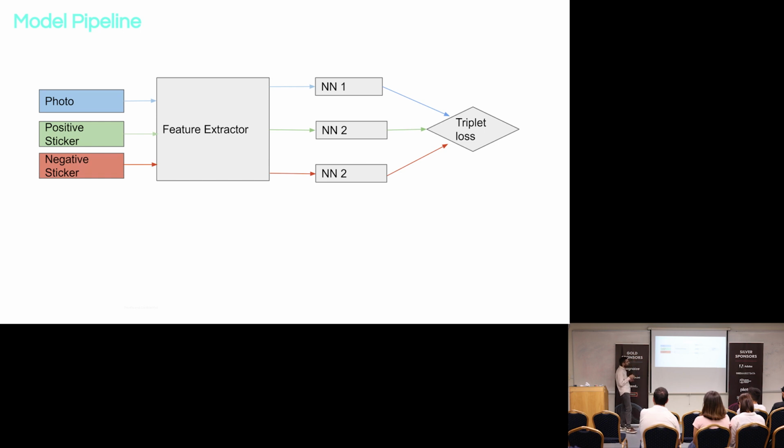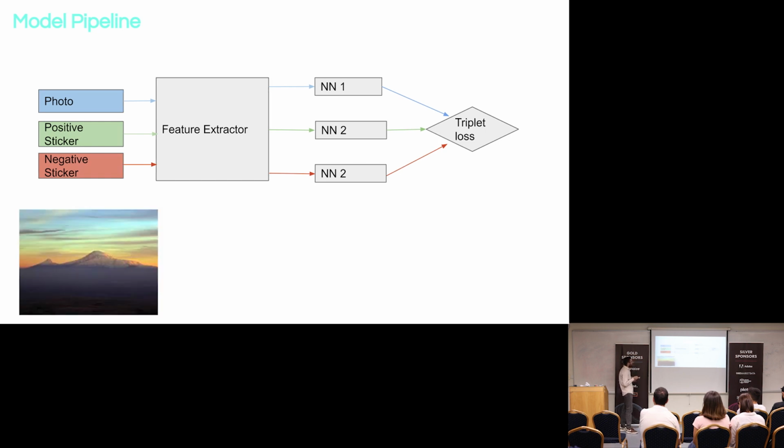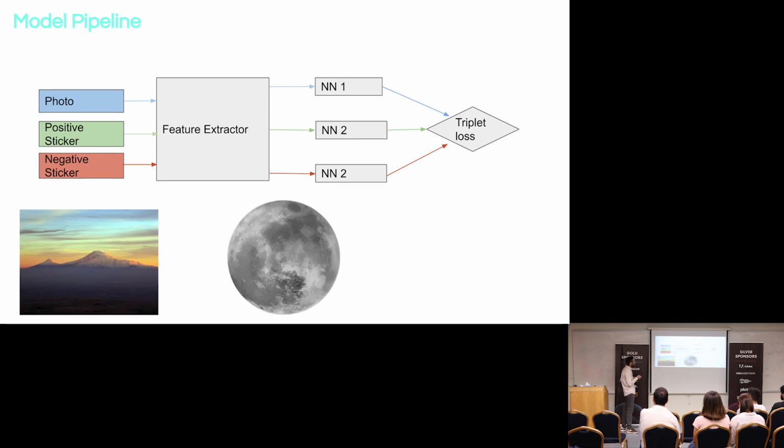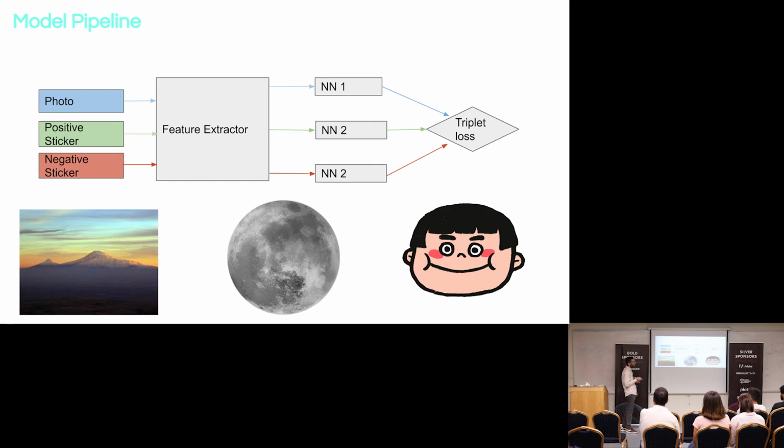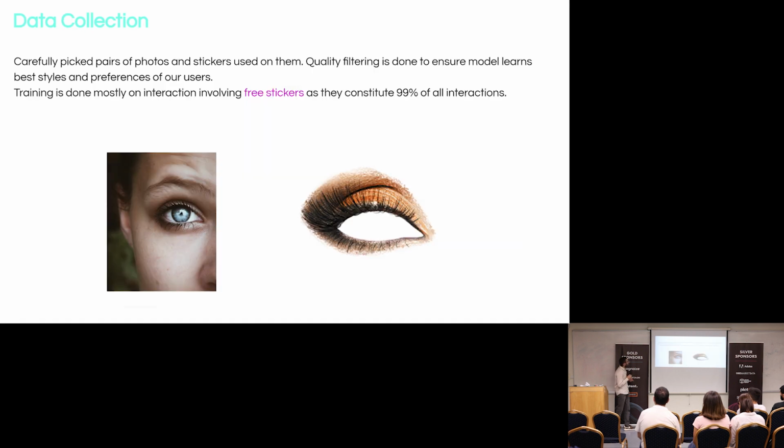What it's going to do for this kind of photo. For this photo, we are going to use a positive sticker. This is going to be moon, which could be complementary for this. And as negative sticker, we are going to use something like this. This is an easy negative, but with enough data, it should also learn to discriminate stuff like this. More on the model architecture later.